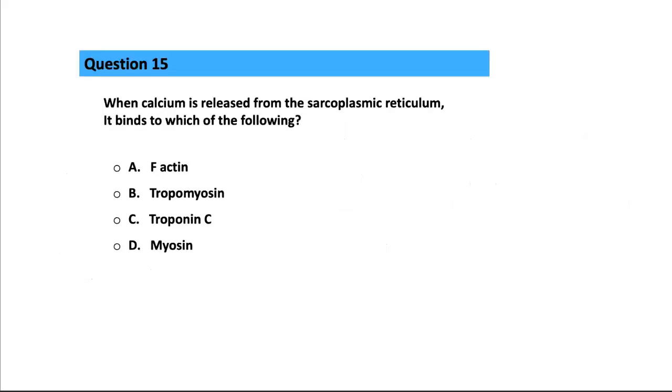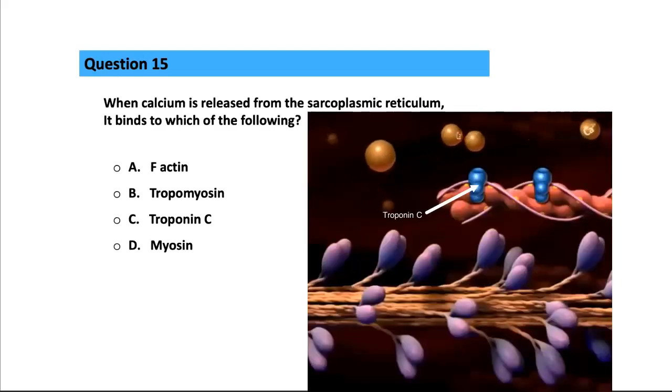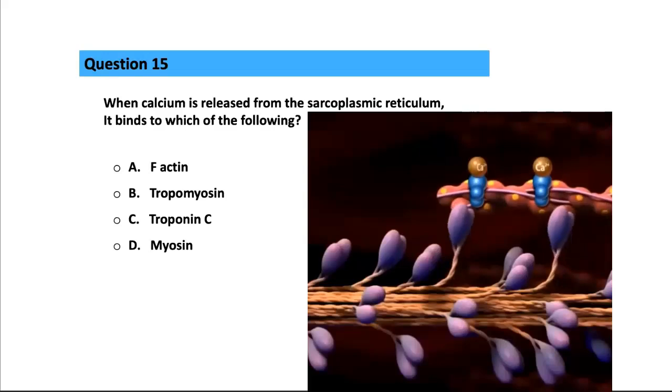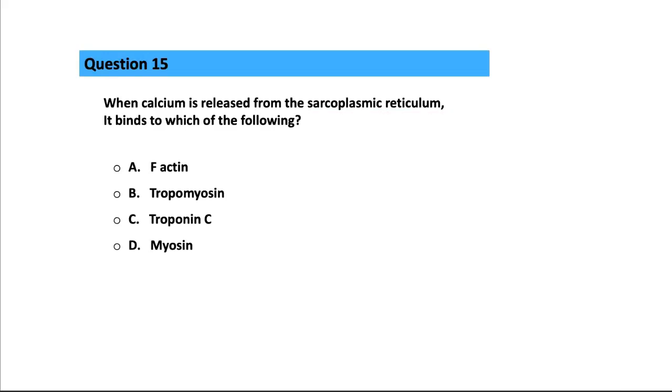Question 15. When calcium is released from the sarcoplasmic reticulum, it binds to which of the following? The sarcomere is a functional unit of muscle fibers responsible for muscle contraction or relaxation. All these four are in the sarcomere functional unit. Calcium is released from the sarcoplasmic reticulum and it binds to troponin C, causing a conformational change in troponin subunits, allowing tropomyosin to move away from the myosin binding site on actin. And the answer is C.